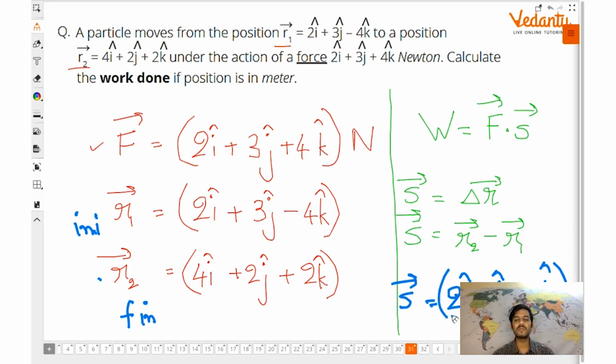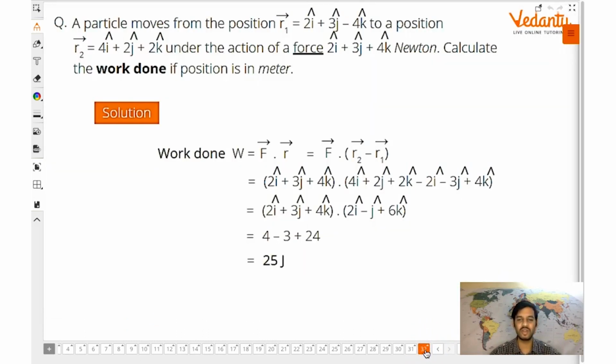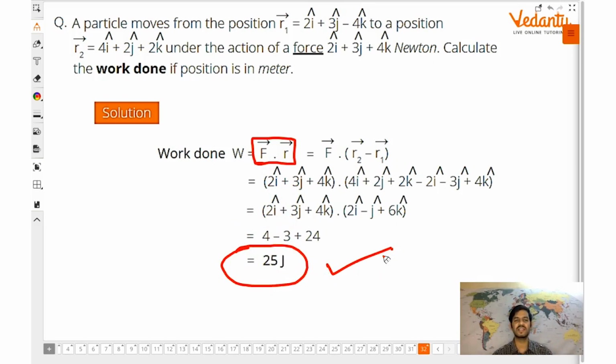Guys, force vector पता है, displacement vector निकाल लिया, अब तो सभी से बन जाना चाहिए. What is the final answer that you are getting? Simply f dot r, or we have written is f dot s, one and the same thing. Final answer should be 25 joules. Guys, कितनों का सही था? Okay, very good guys, फोड़ दिया.